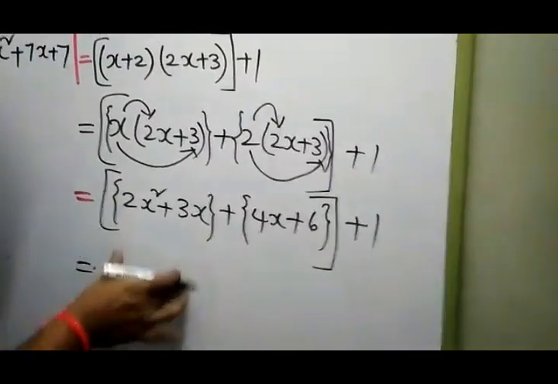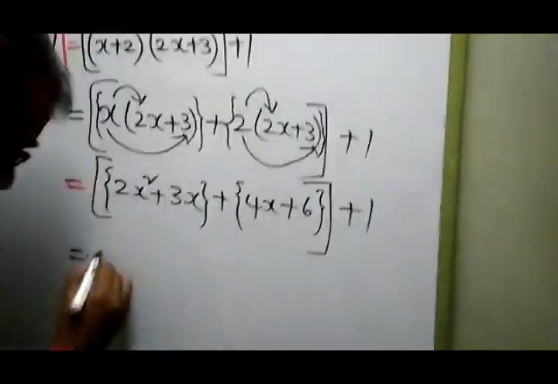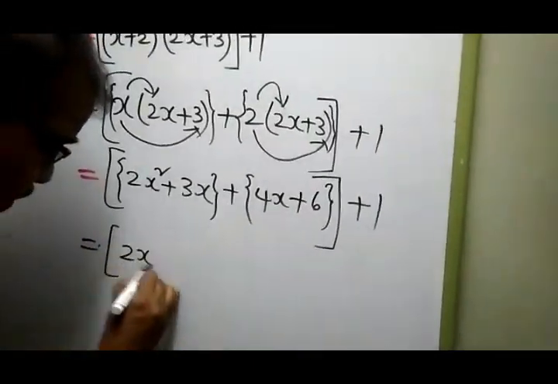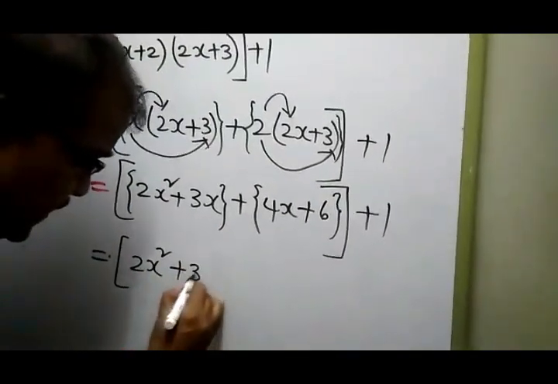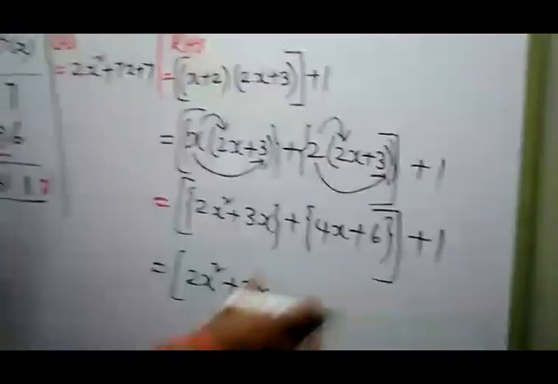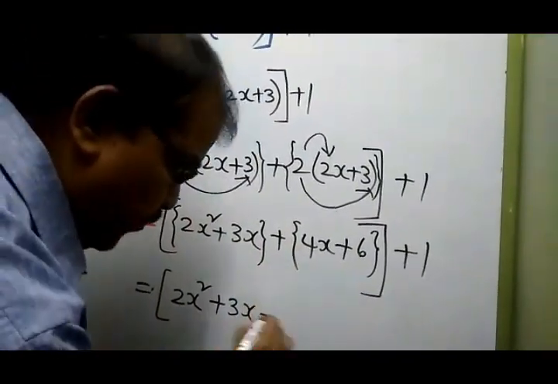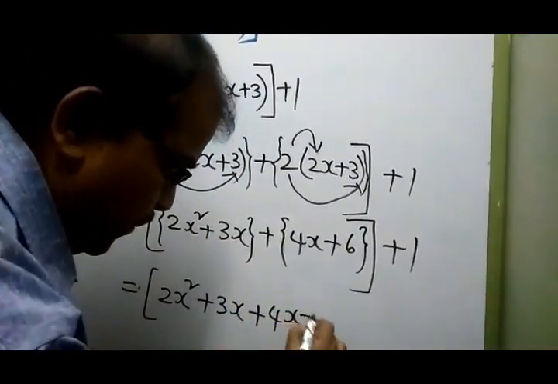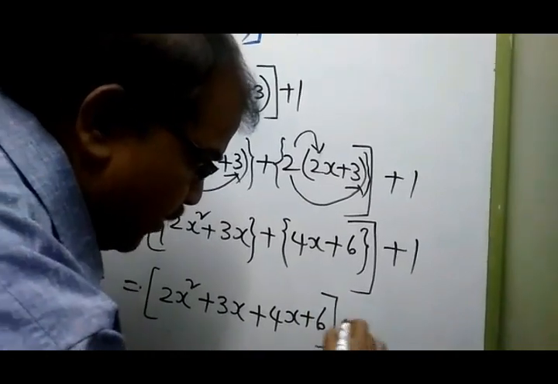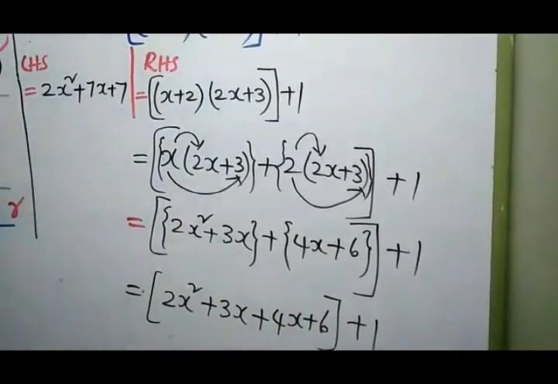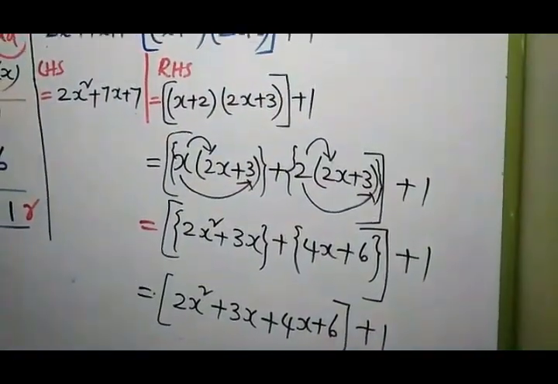2x square plus 3x, we can break the curly brackets. Here also all are plus, that's why you can break these curly brackets. So 4 plus 4x plus 6 and plus 1. Now find out the like terms.